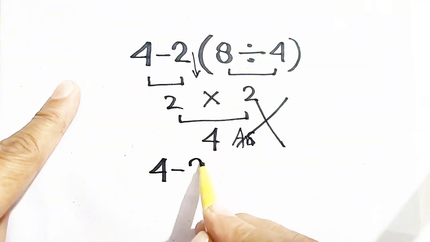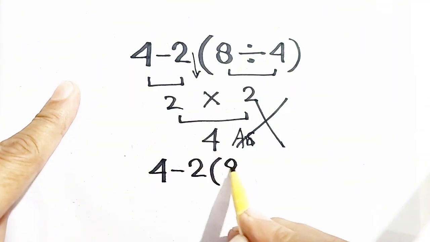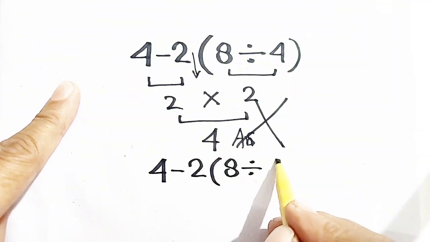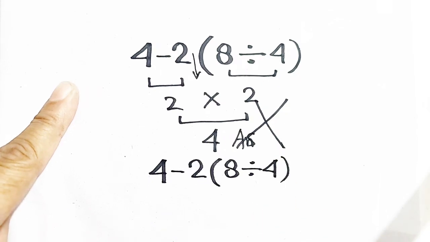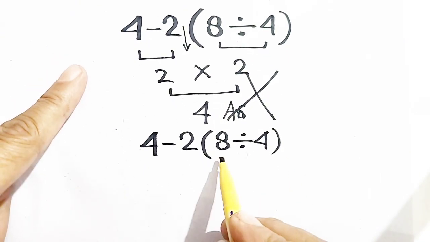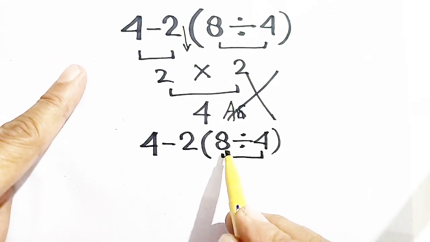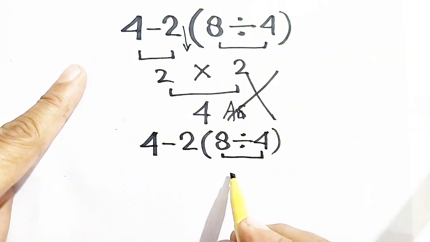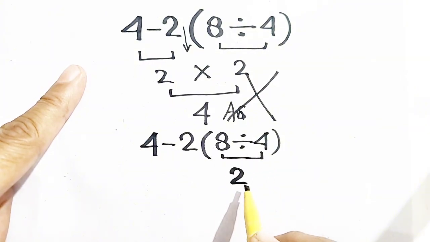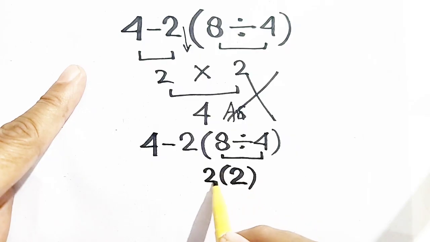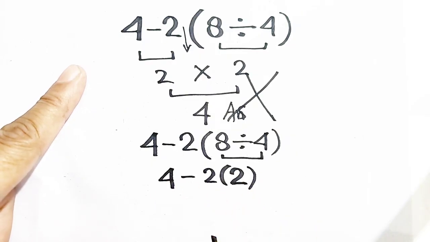So, 4 minus 2 times 8 divided by 4. According to the PEMDAS rule, we have to handle this division first. So 8 divided by 4, which is equal to 2, will be handled first. And you can write it in parentheses again: 4 minus 2 times 2.